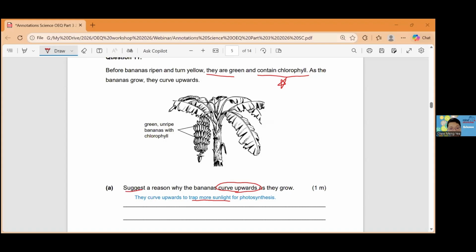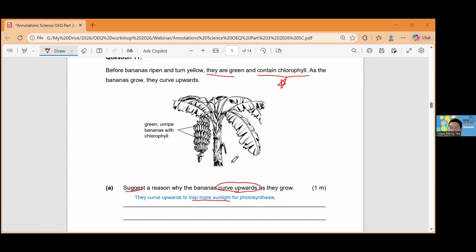Maybe there's another plant similar to banana that is also green initially, but becomes something else. So they can say that it contains chlorophyll also, which you think, right? Most of the fruits are green at first. Apples are green at first. Mangoes are also green at first. So they could ask something like that. But in this case, they ask about banana growing upwards, so the question is slightly different.